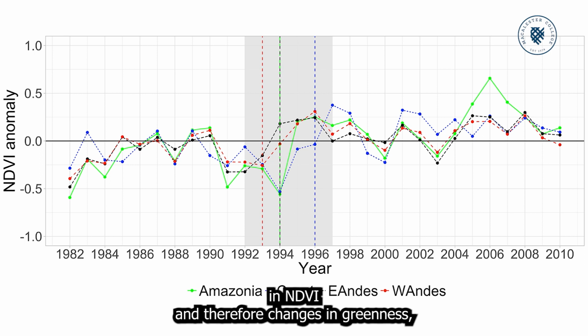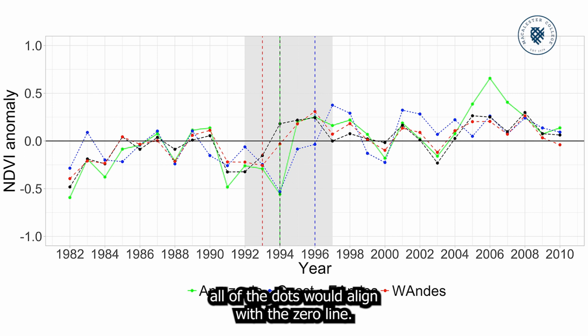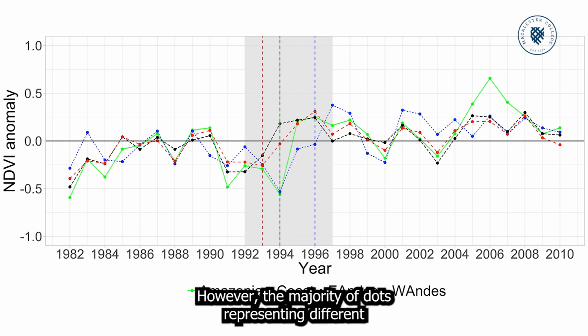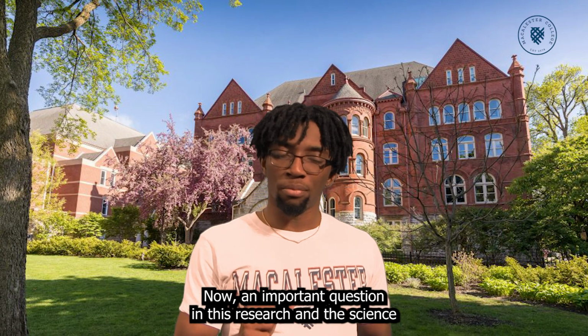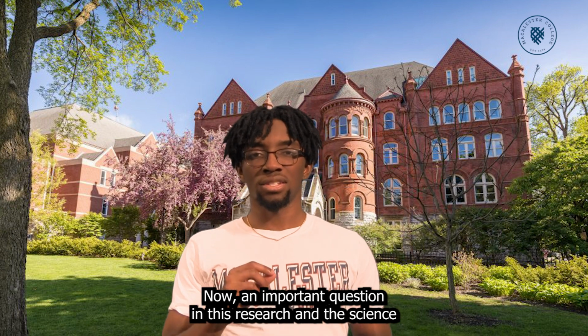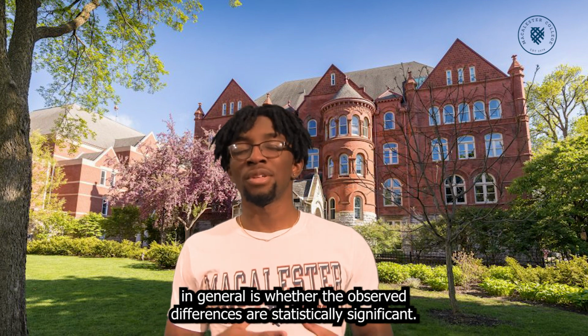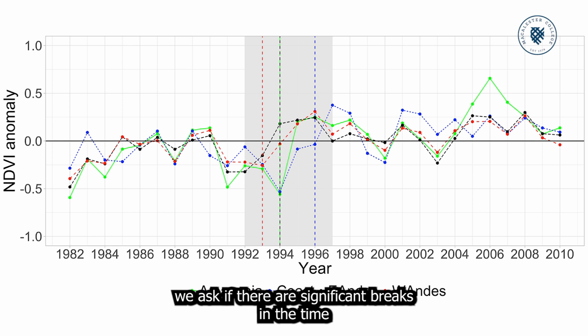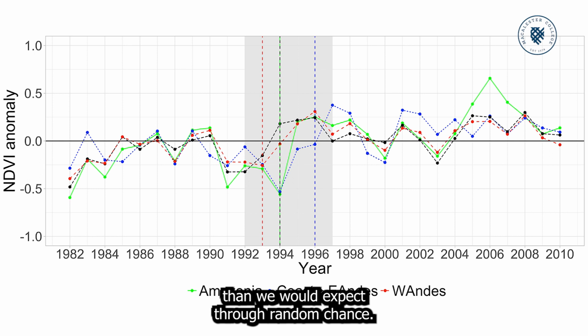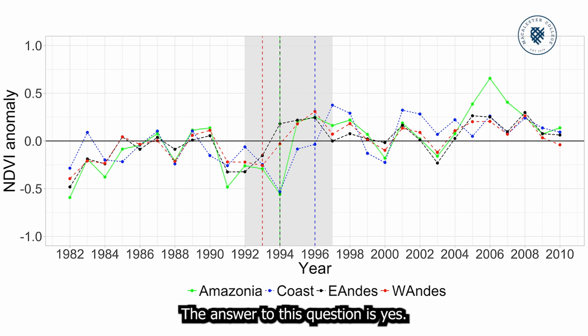If there were no differences in NDVI, and therefore changes in greenness, all of the dots would align with the 0 line. However, the majority of dots representing different years are not aligned with the 0 line, indicating differences. Now, an important question in this research, and the science in general, is whether the observed differences are statistically significant. In the case of this NDVI anomaly data, we ask if there are significant breaks in the time series that indicate higher variation in NDVI anomalies than we would expect through random chance. The answer to this question is yes.